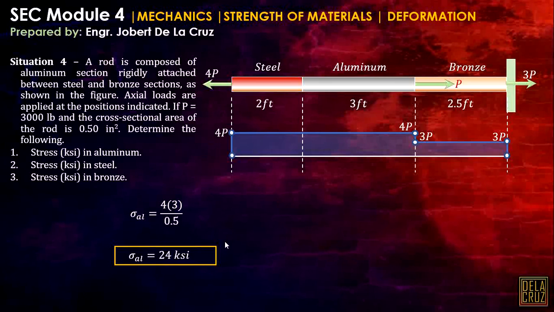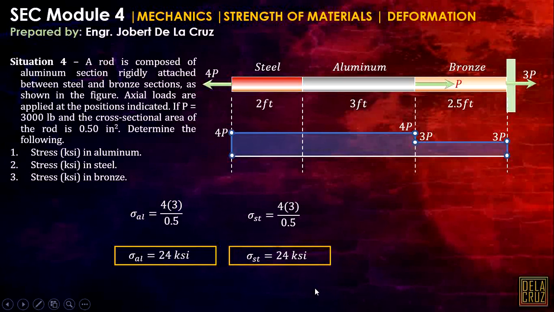For the stress in the steel, what is the force in our steel? It is still the same, 4P. So that will be 4 times 3 over the area, and that is still 24 ksi. Now, for the bronze, we only have 3P as our axial force. So that will be 3 times 3, 3P over the area. Easy, right? All these stresses are axial stress. As you can see in this axial diagram, all the forces there are positive.